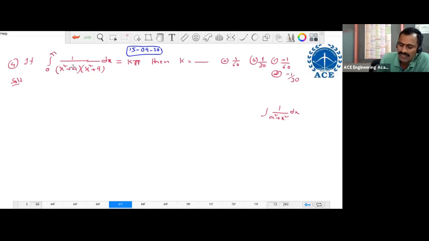But not only a single function, we have a product of two factors here, x square plus 4 into x square plus 9. Now in this case, if you write the partial fractions, then we can do the integration directly by using this standard formula only. So let us write the partial fractions of this. To write the partial fractions of this, write the direct shortcut formula.